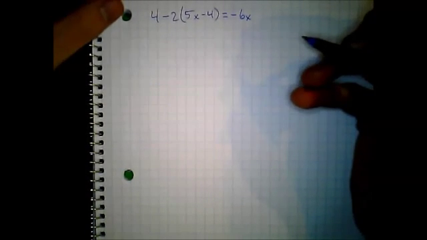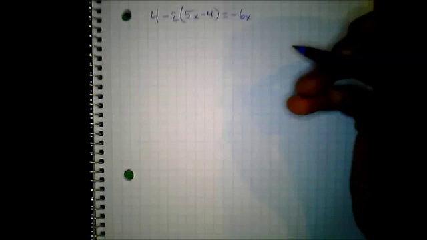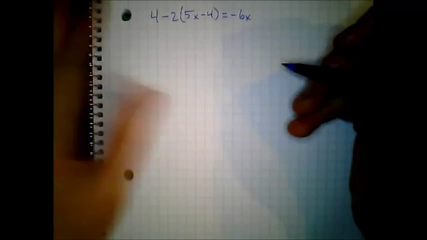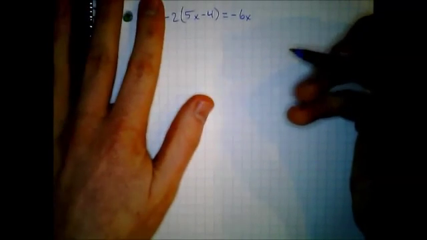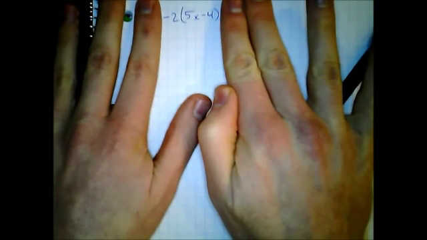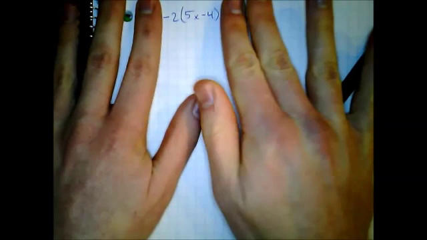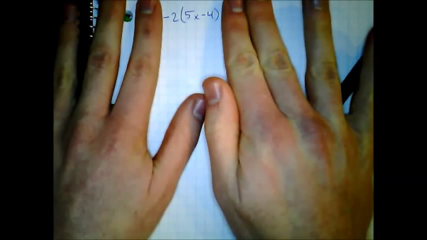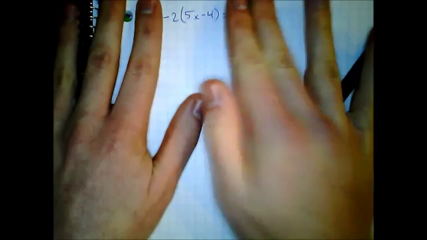So the very first thing we do is we want to distribute. Now we have to be very careful here with what we distribute and where we distribute it. All we're doing is we're distributing this, okay? We're doing negative 2 times our group. We have negative 2 of this group. So we're going to distribute negative 2 to our quantity 5x minus 4.